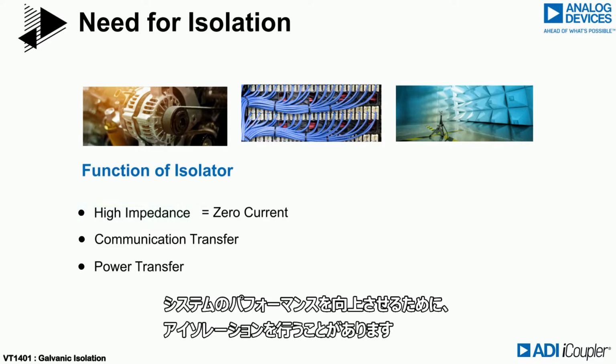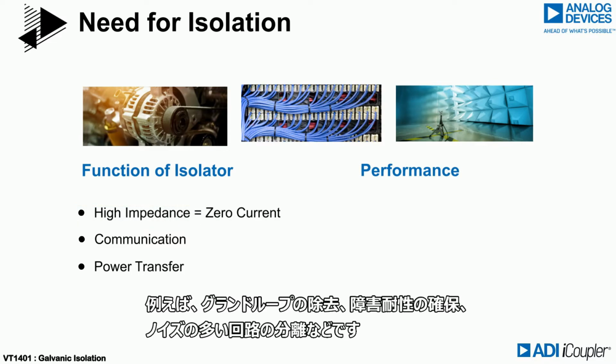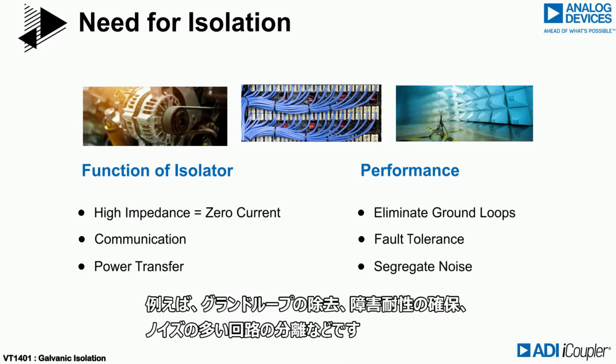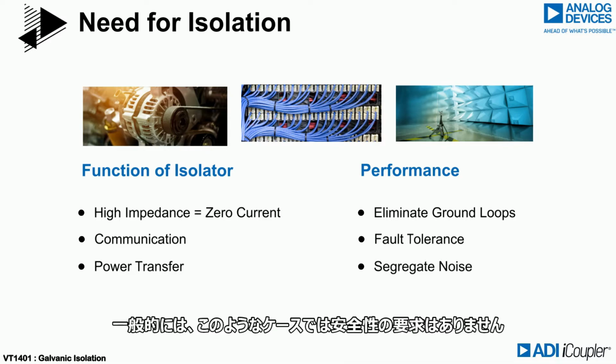Isolation is sometimes used to improve performance in a system. Examples include the elimination of ground loops, providing fault tolerance, or segregating noisy circuits. Typically, there are no safety requirements in these cases.